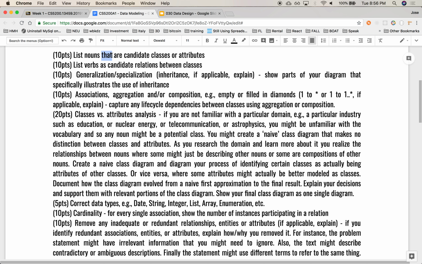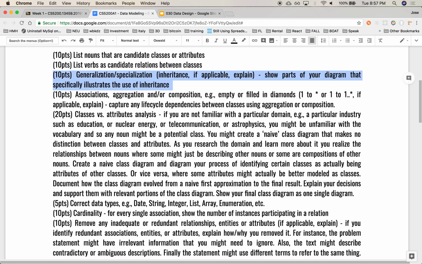So what you're asked to do is the exercise that we did in class. You're going to be listing all the different nouns, all the different verbs, all the different verb phrases, and identifying where you might have binary or three-way or four-way relationships. So you'll identify all the nouns, all the verbs.